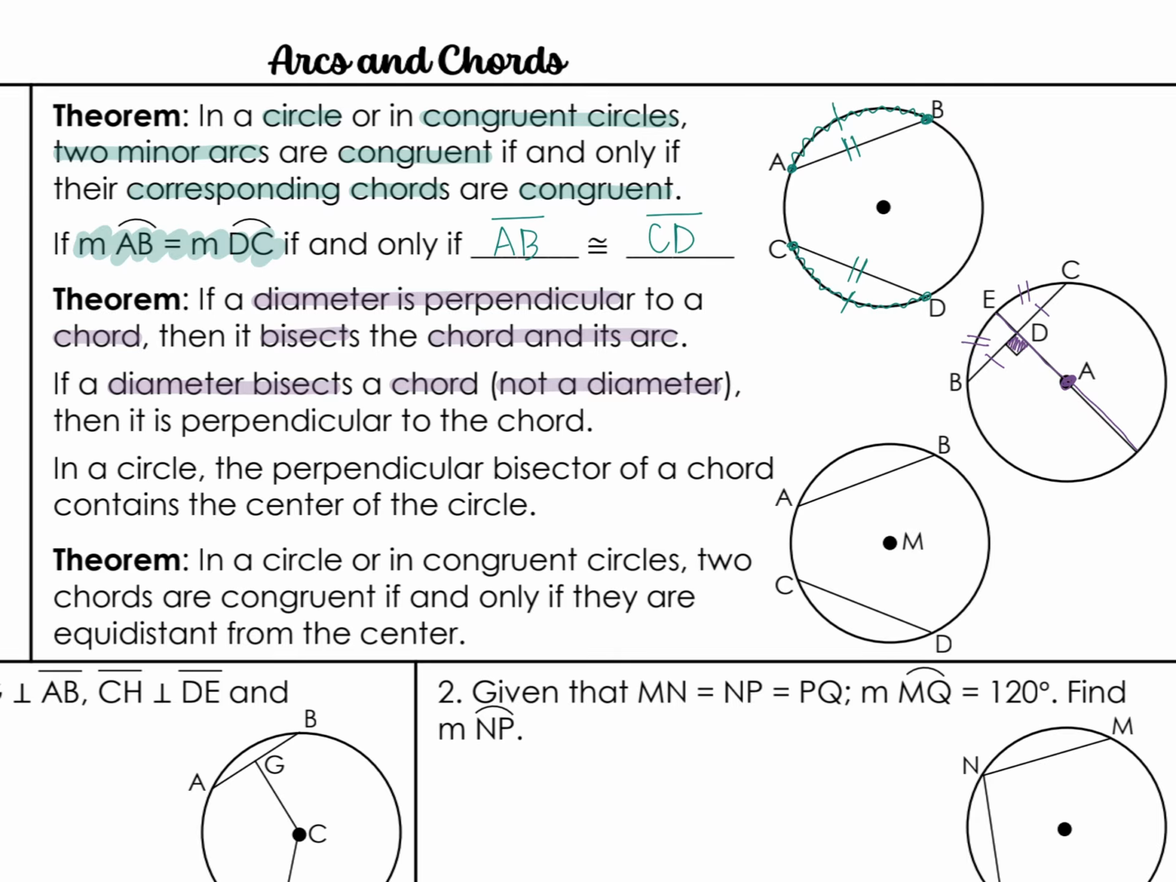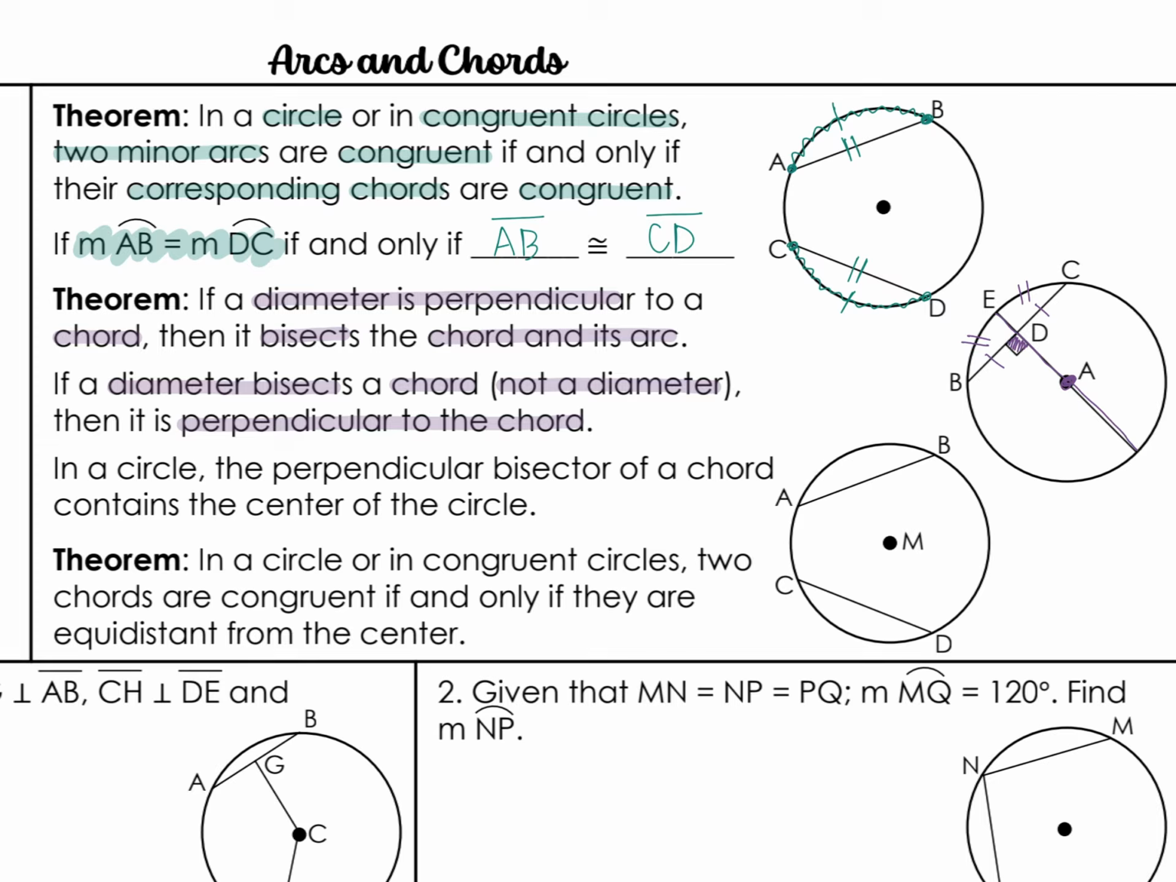All right, so going back to this, if your diameter bisects a chord that is not another diameter, then it should be perpendicular to that chord. So here, if you happen to know that DC was congruent to DB, that chord was being bisected, then you could safely assume that it was going to be perpendicular to that chord.